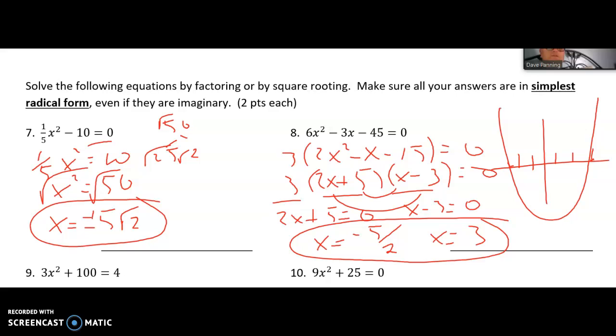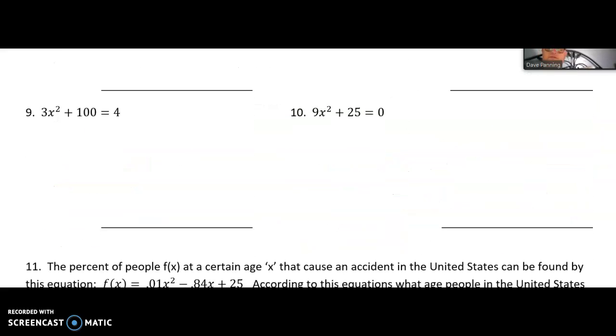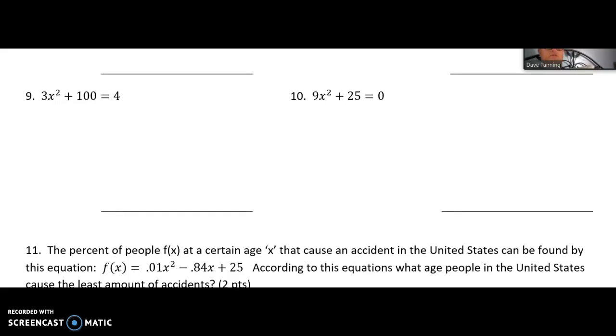All right. So let me clear this and scroll this up so we can do 9 and 10. So both of these questions don't have an x value. So we can do both of them by square rooting. First thing I'm going to do for number 9 is subtract 100 from both sides. So I'd have 3x squared equals negative 96. Then I'm going to divide by 3. So x squared is going to equal negative 32.